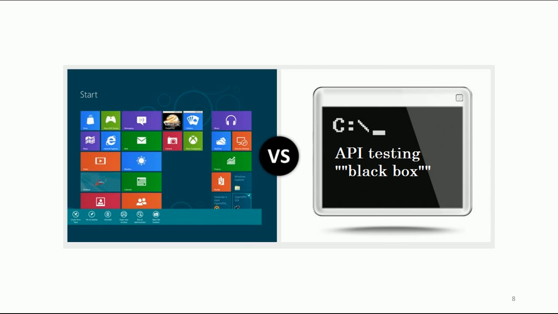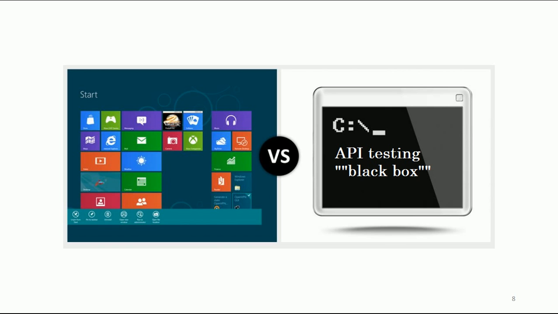Why is it black box? Because there is no UI. You do not see the user interface, but you still do all kinds of operations with it. You will understand the picture more clearly in the practical work.